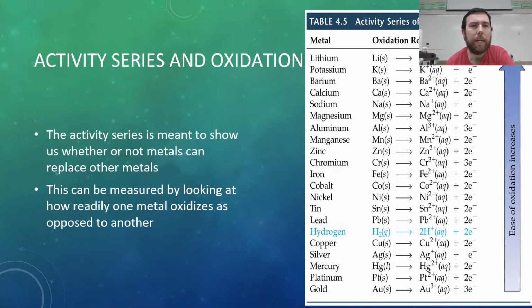Okay? And so the activity series, as it relates to oxidation, is measuring how readily one metal oxidizes as opposed to another. So the higher up on the list, the easier it is for it to lose electrons. The lower on the list, the harder it is for it to lose electrons. Okay. Now, I hope that makes sense. This has given us our big picture overview of oxidation and reduction.